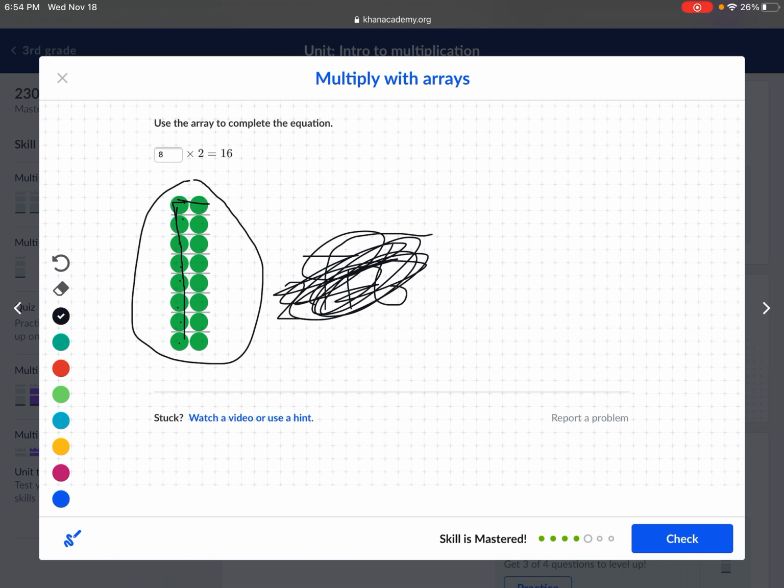What you can do, if they don't give you the array, is jot them down. 1, 2, 3, 4, etc. So you can jot these down and say 2. There's 2 here, and there's 1, 2, 3, 4, 5 here. And then you can draw your own array, and you can easily solve the multiplication problem.